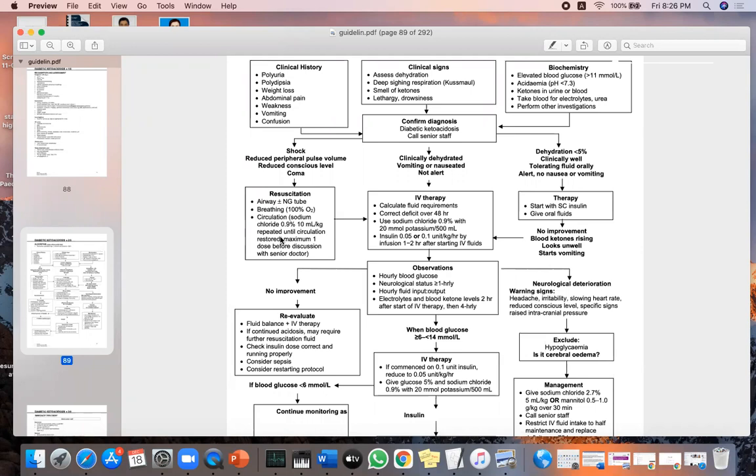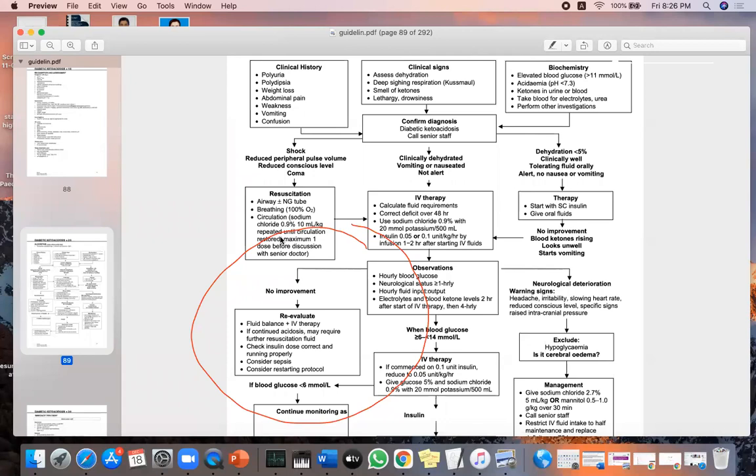The patient is not improving. Suppose you gave 2 correction doses of normal saline, but the patient is still drowsy, not improving. Then most probably the child is developing cerebral edema. See, this is the no improvement box. This box came many times. No improvement: reevaluate the fluid therapy.